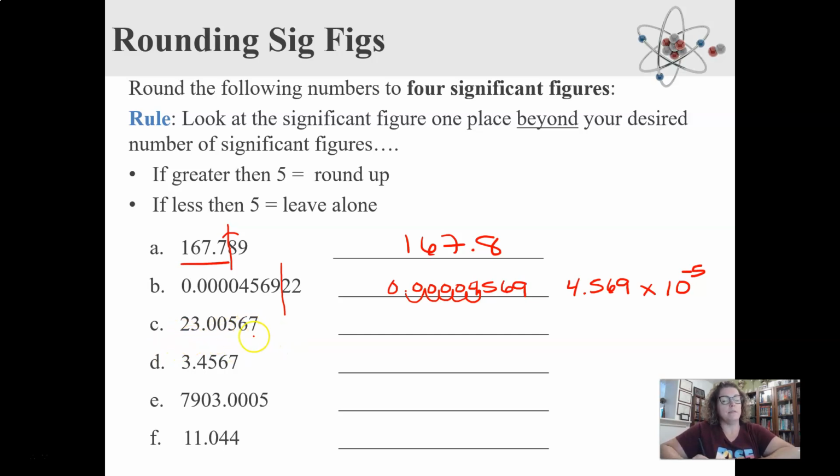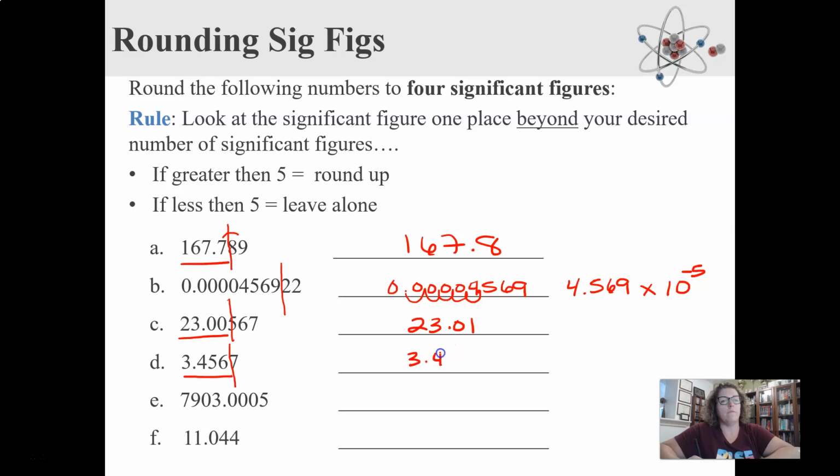23.005 or 00567, that 23, I see 2 sig figs, and plus these zeros count because they're captive zeros. But I'm going to cut right there, and the number after that 0 is a 5. So I'm going to round that 0 to 1. So 23.01. 3, 4, 5, 6, 7. There's my 4 sig figs. I'm going to cut right there.